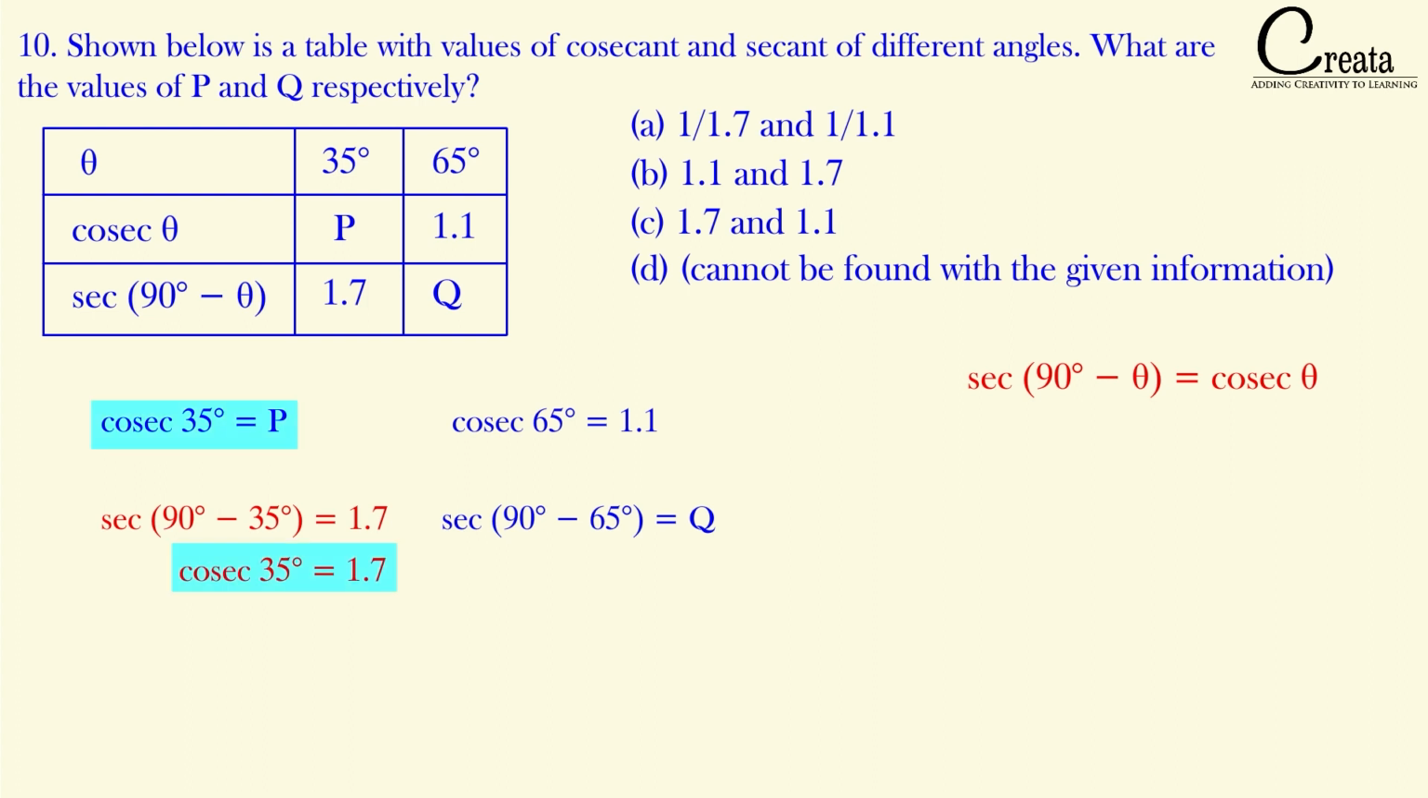And if we compare these two equations, both involve cosec 35 degree. So P is equal to 1.7. Got it? We got the value of P. Let's find the value of Q.